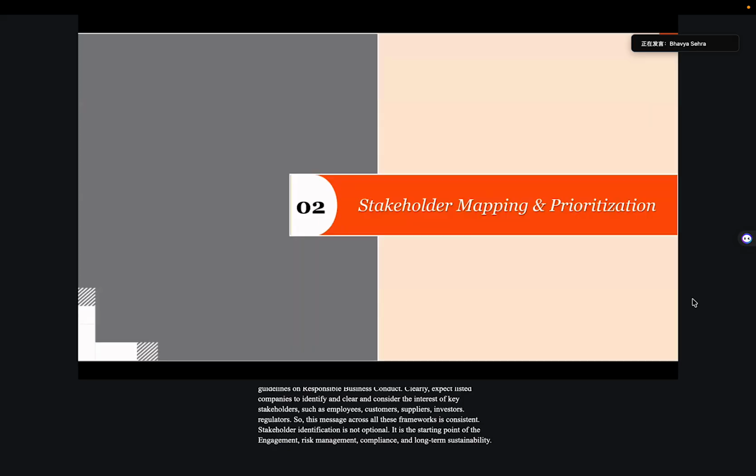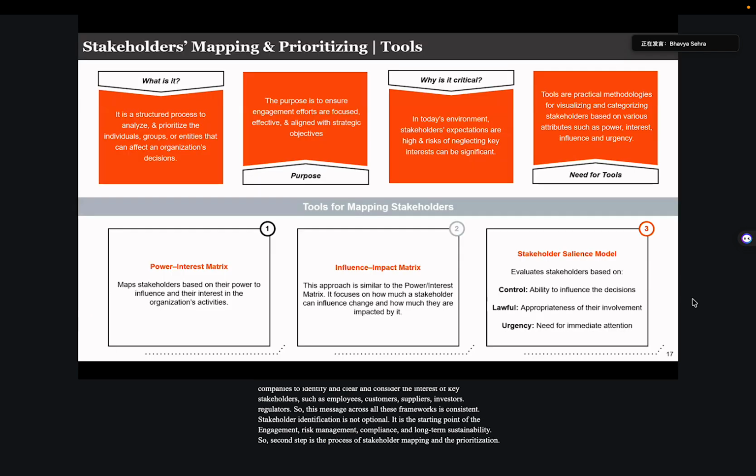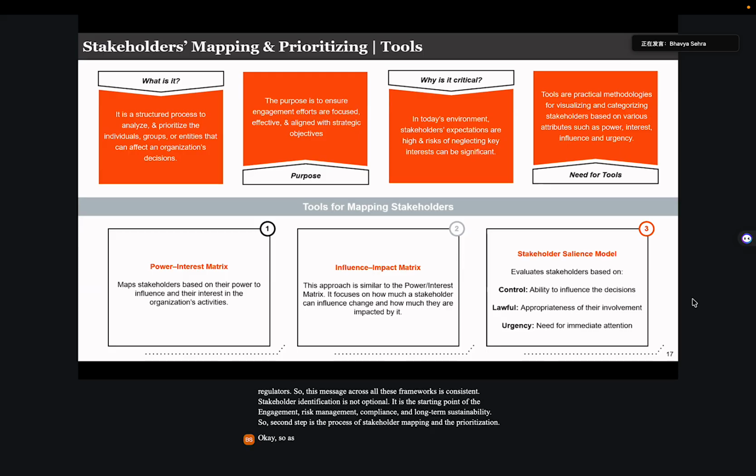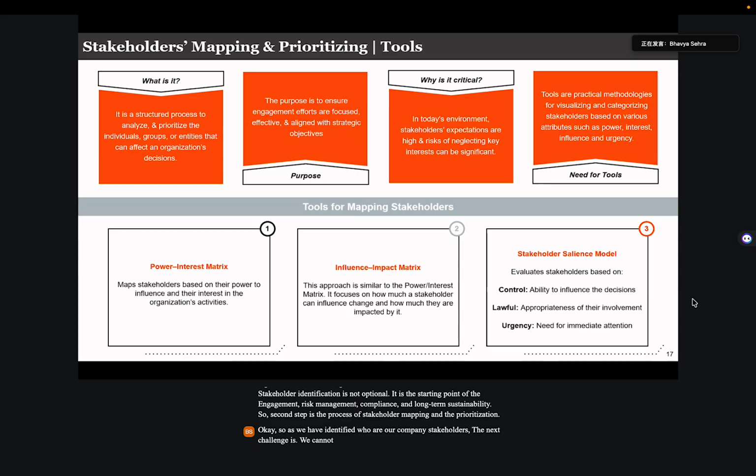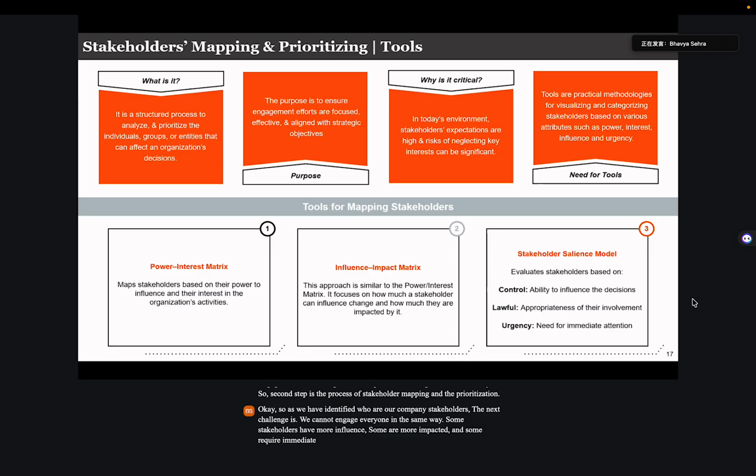So the second step is the process of stakeholder mapping and prioritization. Okay. So, as we have identified who our company stakeholders are, the next challenge is that we cannot engage everyone in the same way. Some stakeholders have more influence, some are more impacted, and some require immediate attention. So this is where stakeholder mapping and prioritization becomes very important.